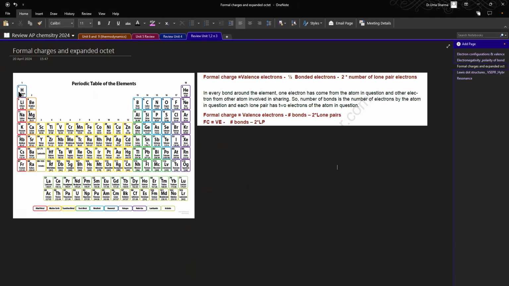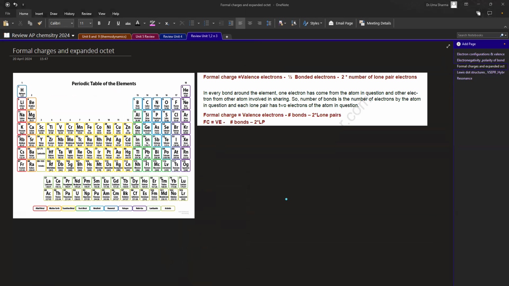Okay, what is formal charge? Formal charge is valence electrons. Simple definition. It is the valence electrons. You know how to see the valence electrons? Minus electrons used in Lewis dot structure. That's the meaning of formal charge.